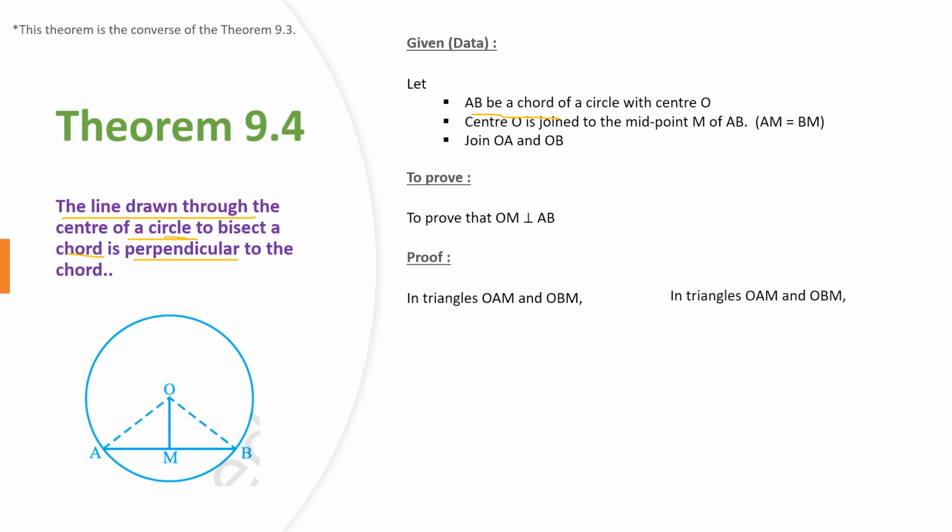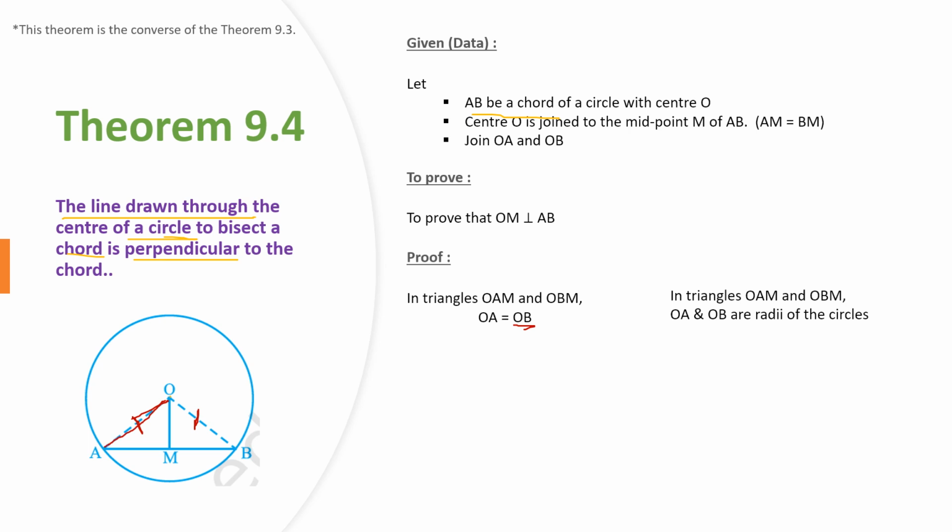So what's happening in the two triangles? OA is part of the left triangle, and OB is a part of the right triangle, OBM, right? So OA is equal to OB. This one is equal to this one. Why is it equal? Because of the radius of the circle. Two radii of the circle.